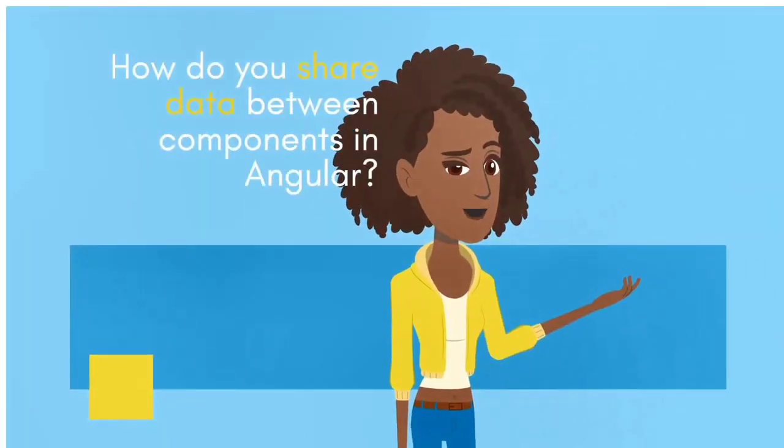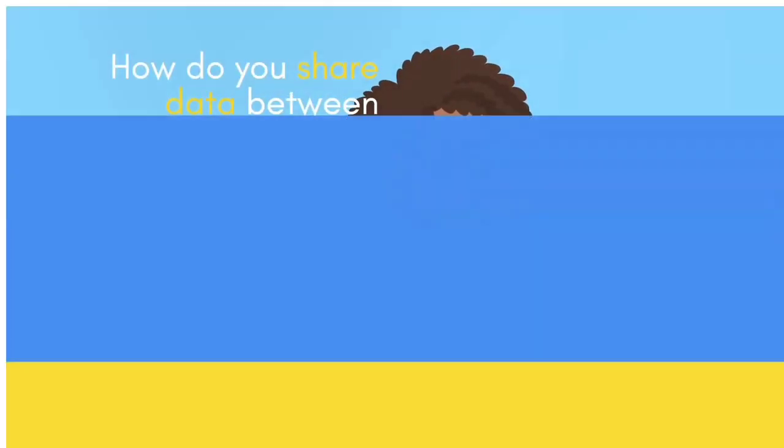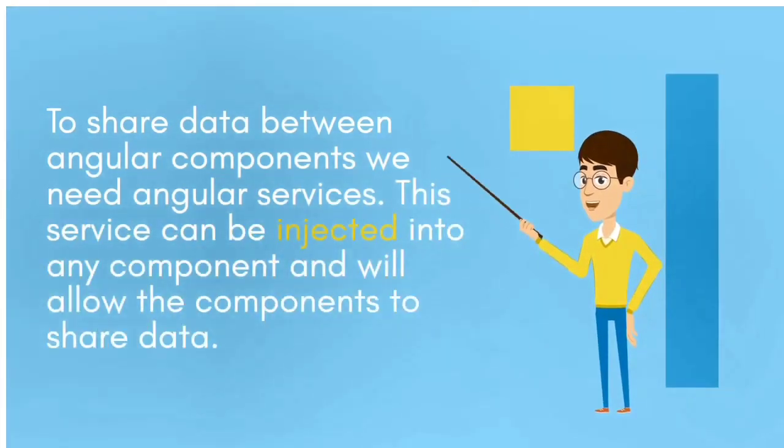How do you share data between components in Angular? To share data between Angular components, we need Angular services. This service can be injected into any component and will allow the components to share data.